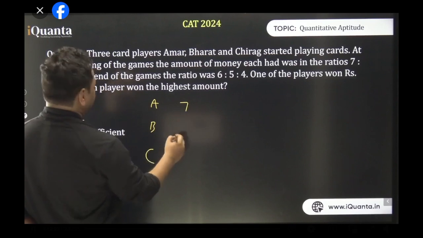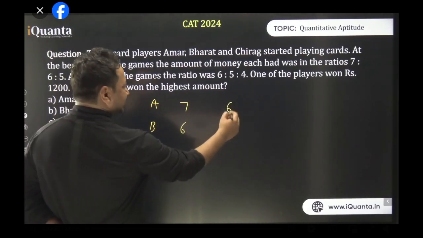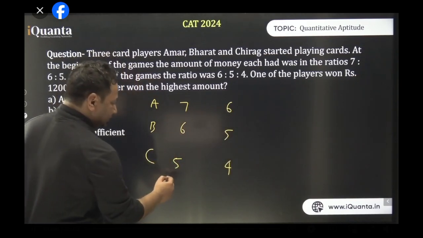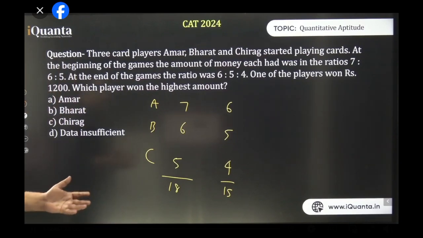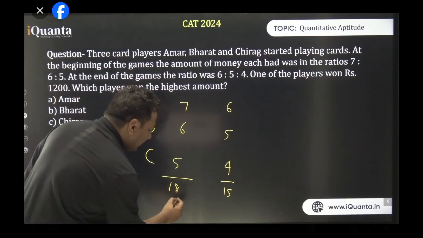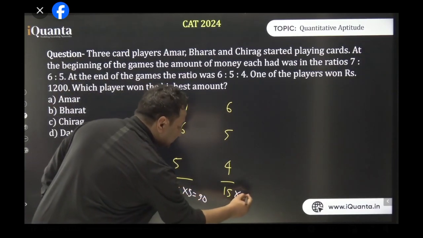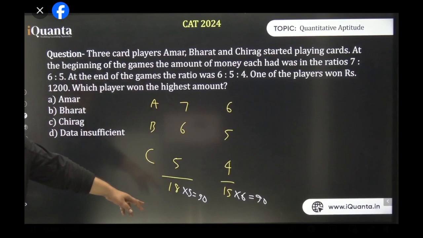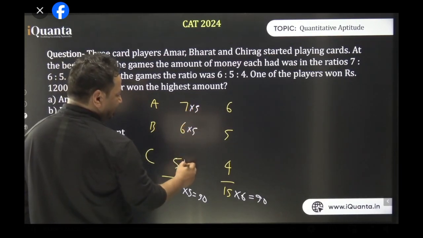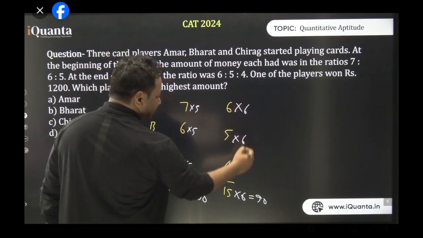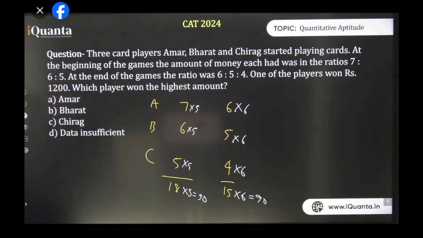ABC. Amar had 7, Bharat had 6, Chirag had 5 initially, and then they had 6, 5, and 4. Here the sum is 18, here the sum is 15, and it has to be a multiple of 90. How will we get it? If I multiply 18 with 5, I'll get 90, yes or no? If I multiply 15 with 6, I'll get 90. So I'll have to multiply all of this by 5, and all of this by 6, right? Is that understandable?